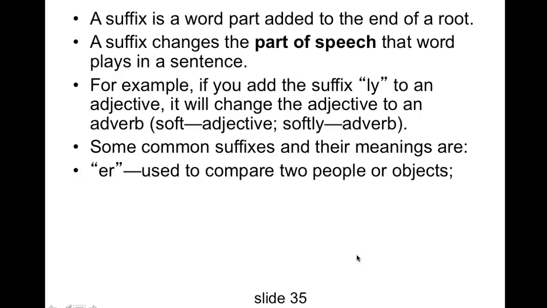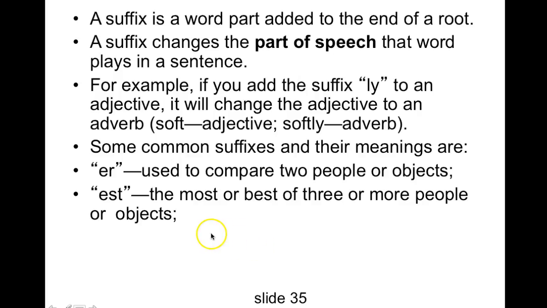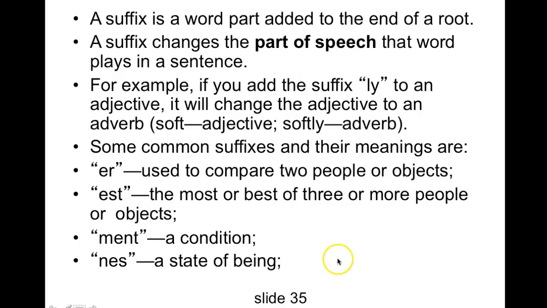Some common suffixes and their meanings are er at the end of the word, used to mean two people or objects. Est, which means the best of 3 or more people or objects. Ment, which is a condition. Ness, which is a state of being. And again, all of these suffixes would be added to the end after the root word. And there's ous, which means full of.